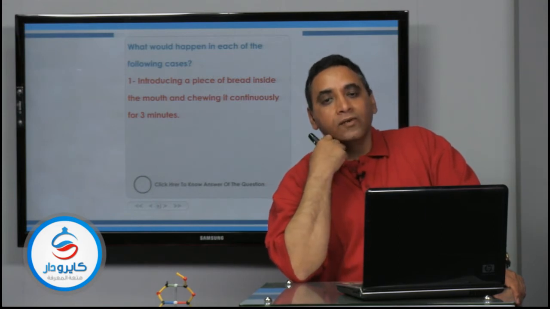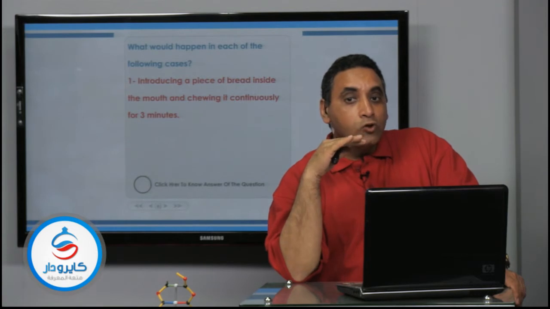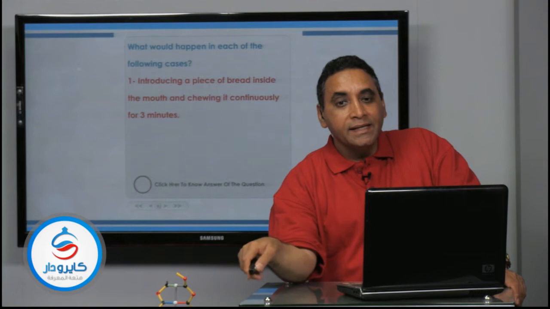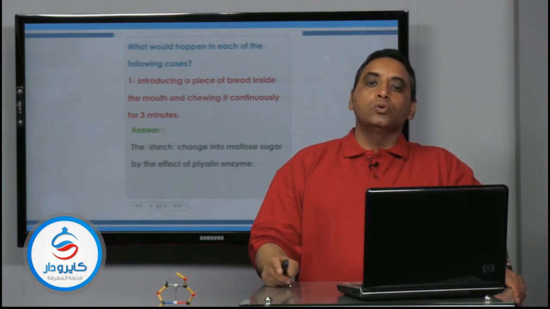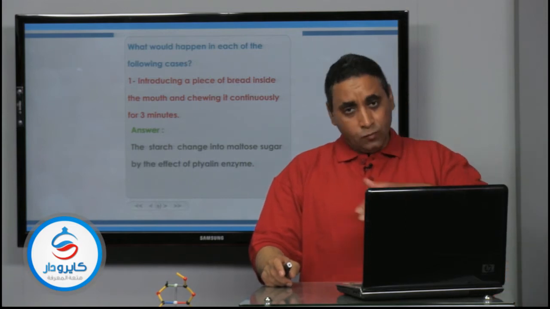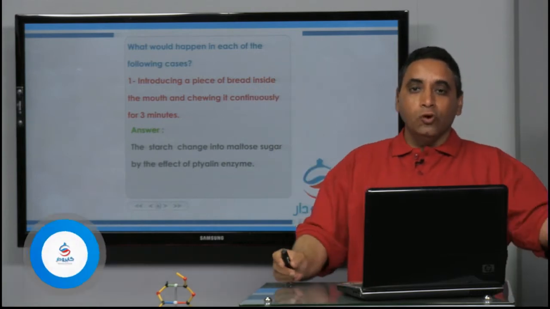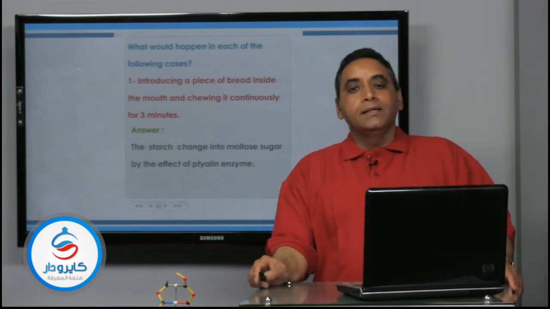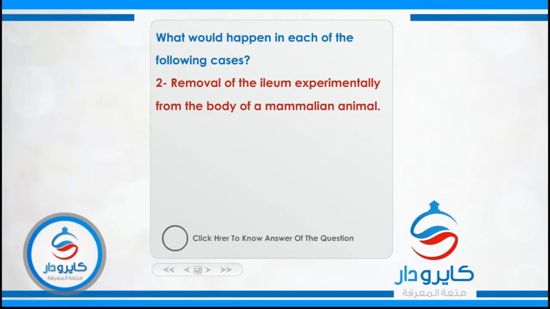We know that the saliva secretes ptyalin enzyme, which hydrolyzes starch into maltose. So the digestion that takes place inside the mouth is that starch changes into maltose sugar due to the effect of ptyalin enzyme, or salivary amylase, which hydrolyzes the starch, a polysaccharide, into maltose, a disaccharide. The next question: what would happen in each of the following cases?